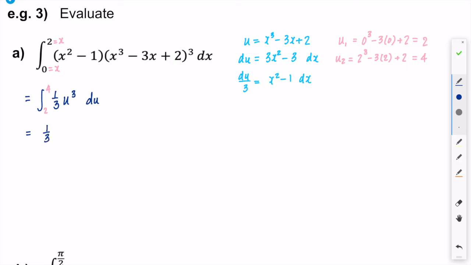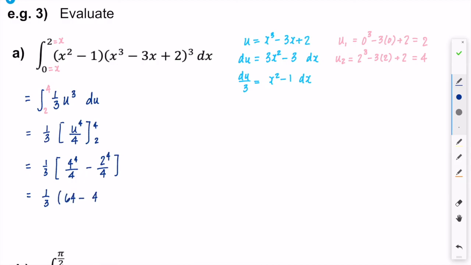So here we can integrate u cubed, it becomes u to the 4 over 4, from 2 to 4. So 1 over 3, 4 to the power of 4 over 4, minus 2 to the power of 4 over 4. This is not bad. The first term is 64. The second term is 16 over 4, which is 4. 60 divided by 3, that's 20.